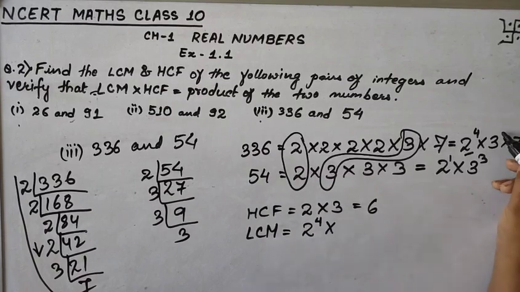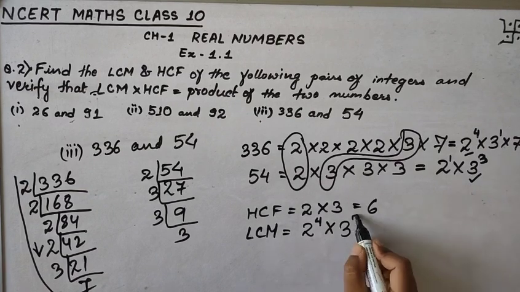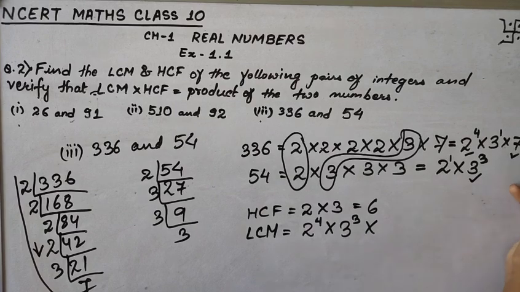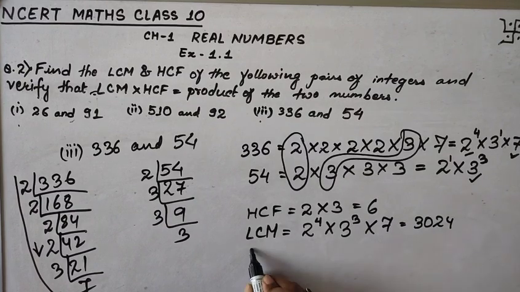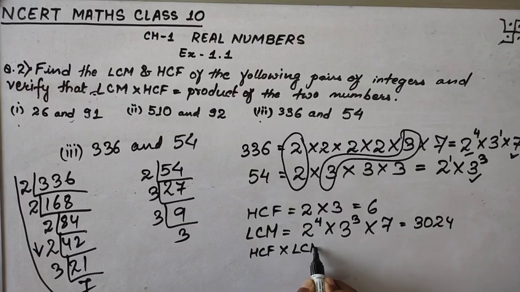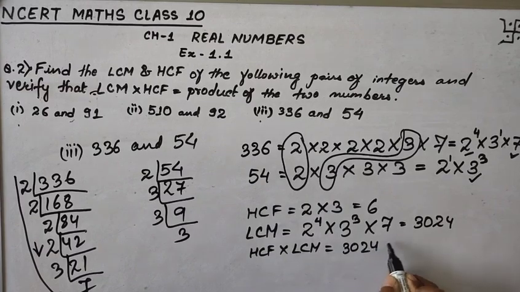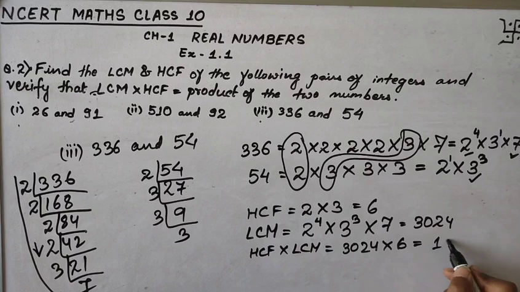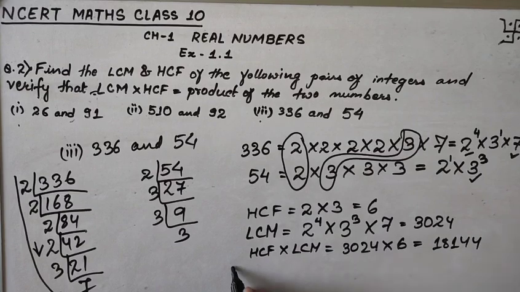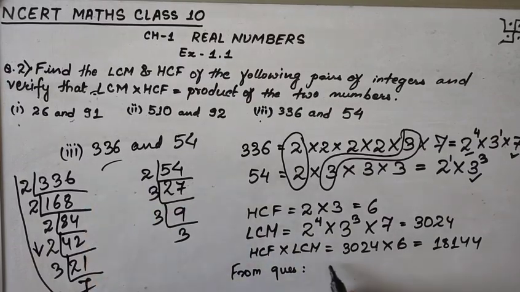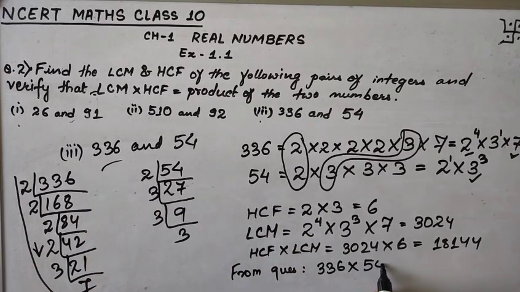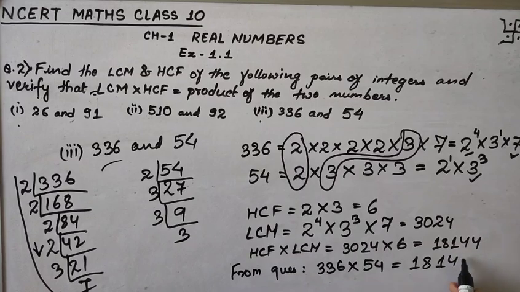Next number is 3. Here we have 3 to the power 1 and 3 to the power 3, that is 3 cube. So we will write the highest power of 3. And the next number we have is 7, which is a single number. So directly writing 7, which will give us 3024. HCF into LCM is your 3024 into 6, which is 18144. From the question, we have 336 into 54, that is also 18144.